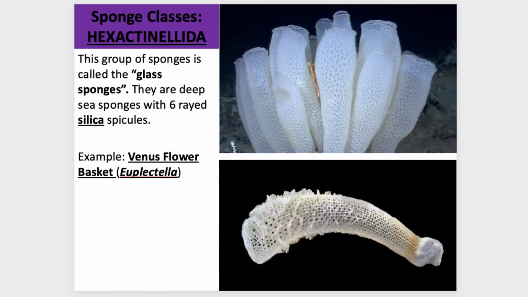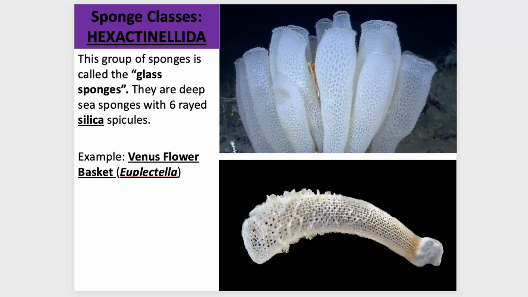The next class is the Hexactinellida. For this class of sponge, they're known as the glass sponges. And as you could guess, they have so many openings that they are partially translucent, and you can see through them. They look like a cylindrical net, basically. These are deep sea sponges with 6-rayed silica spicules. And the example that's usually mentioned with this is the Venus flower basket.